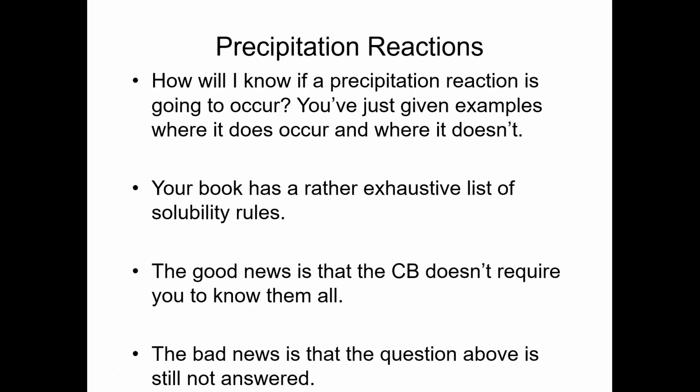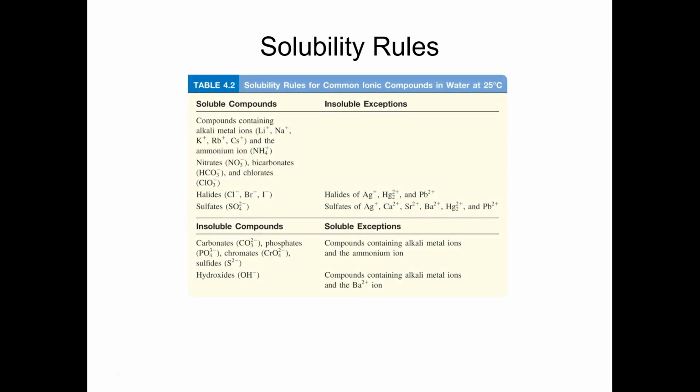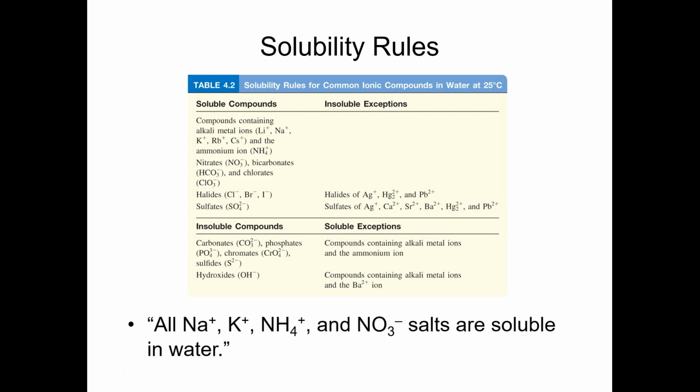In fact, they just want you to memorize a very, very simple set of solubility rules. But the bad news is that while you don't need to memorize a bunch of solubility rules, it doesn't answer the question of when a precipitation reaction is going to occur and when it is not. Here is the list of solubility rules that's in your textbook. This is actually from a McGraw-Hill textbook, but what's in your textbook is very similar. Once more, you don't need to memorize all these rules. This is all you need to memorize.